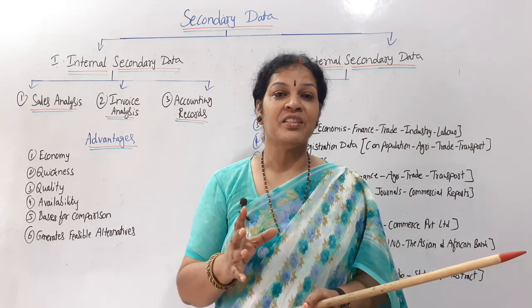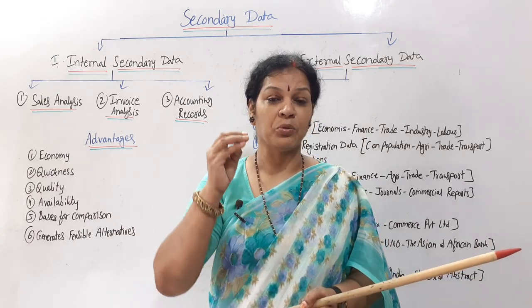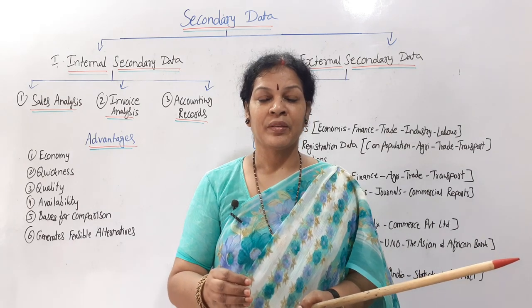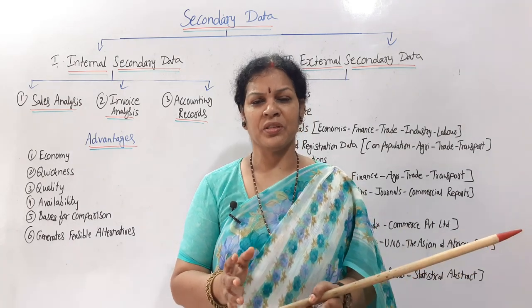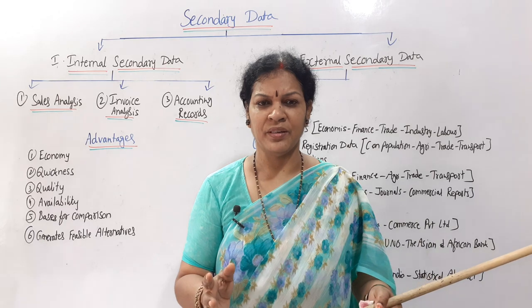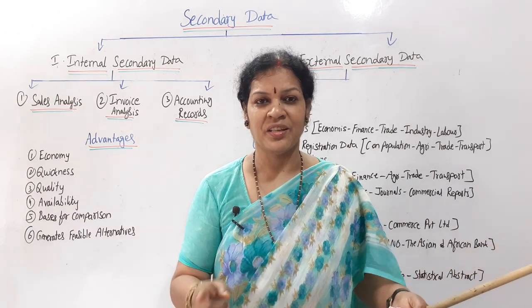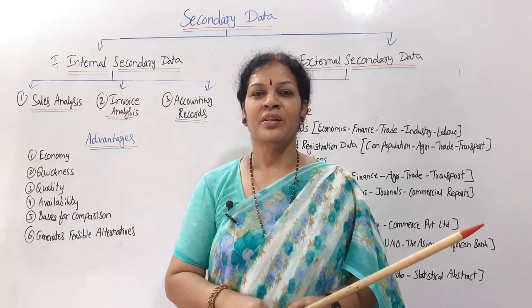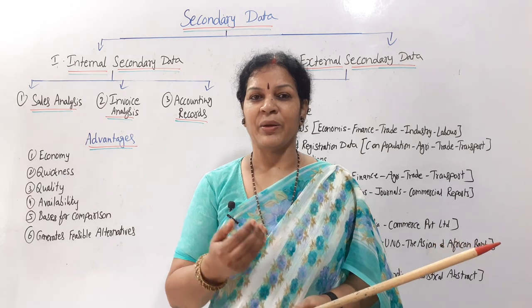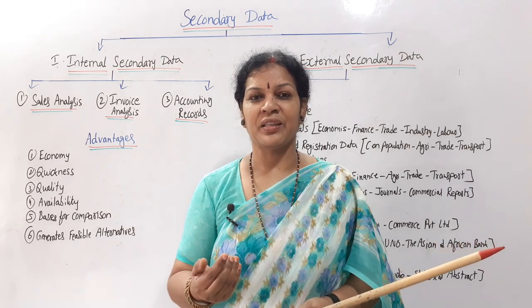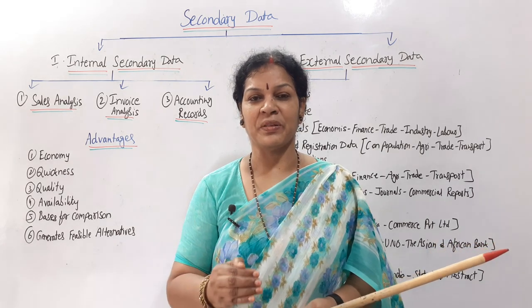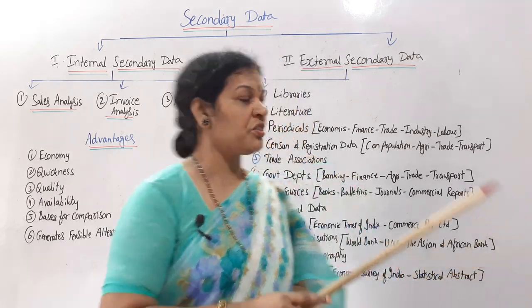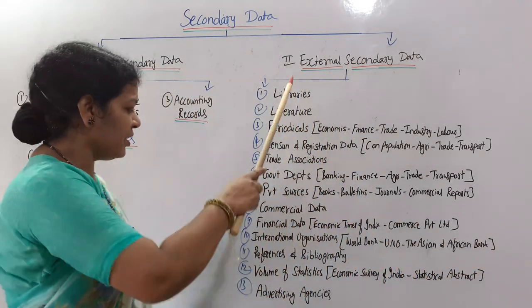Means if the research is to be of good quality, and if something is useful to the society, useful to the company, useful to the industry, then you have to do the research seriously. From wherever possible, you have to collect the data, analyze it, and present it. Now coming to the external secondary data, 13 ways are there.